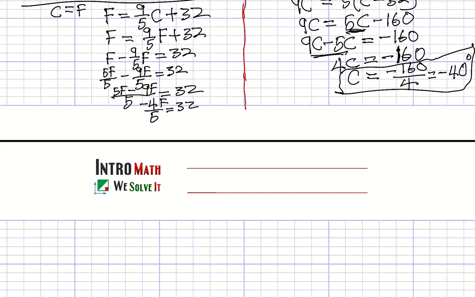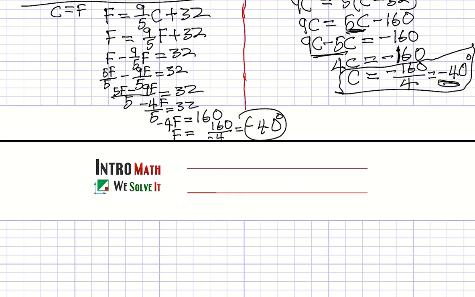32 times 5 is 160. So we get minus 4F equals 160. And then F is what? F equals minus 160 divided by minus 4. What is that? It's minus 40 degrees. You see that? That's what we got before.